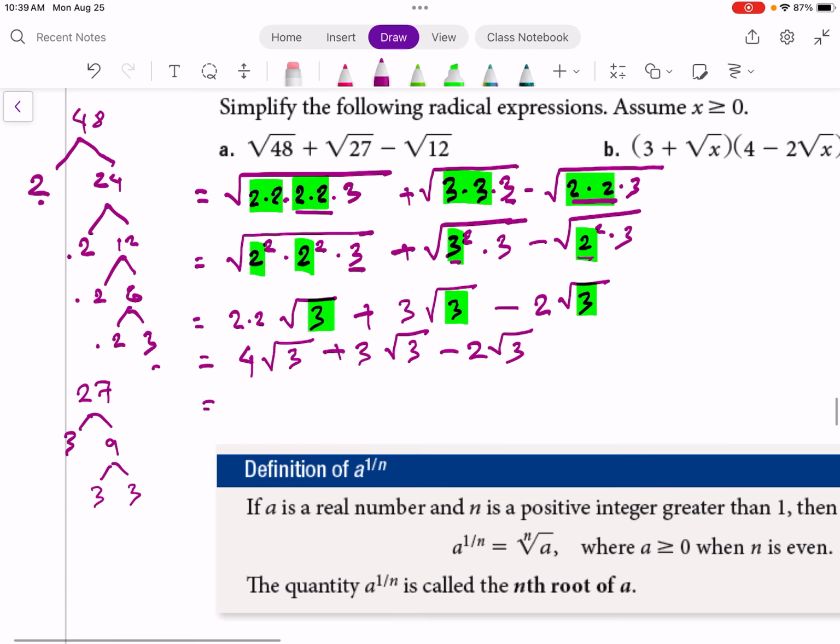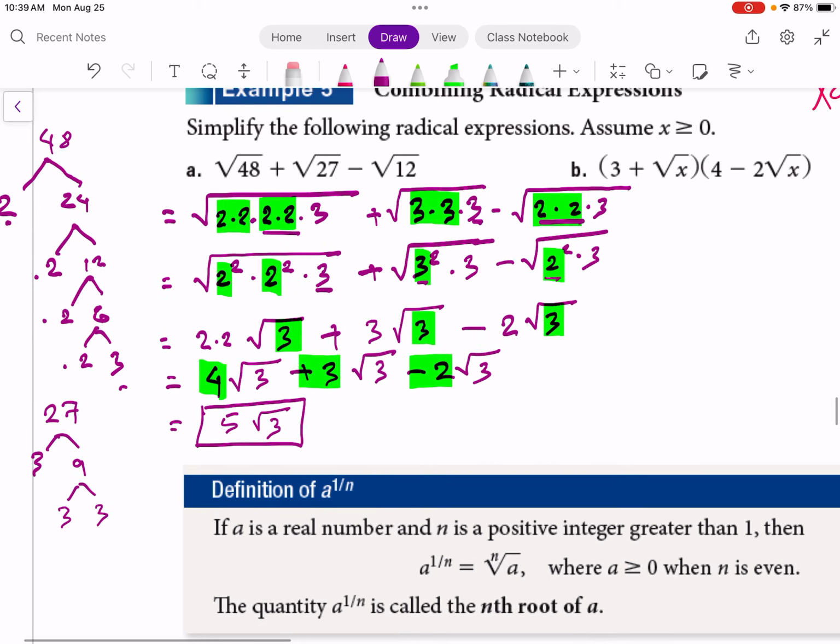Now to simplify, you simplify just the number in front of the radical expression. So 4 plus 3 is 7, minus 2 is 5. And do not forget the square root of 3. So 5 square root of 3 is the final answer. Any question?